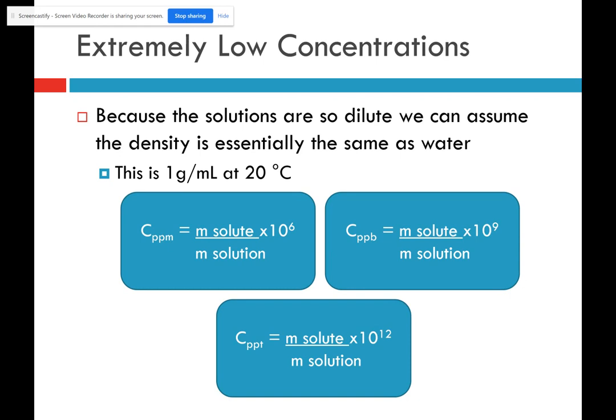The formulas are all really the same. It just depends on what unit we're talking about. They're not a percentage anymore, so instead of multiplying by 100, we're going to multiply by 10 to the power of 6 if it's a million, because a million has 6 zeros. If it's a billion, we multiply by 10 to the 9, and if it's a trillion, we multiply by 10 to the 12.